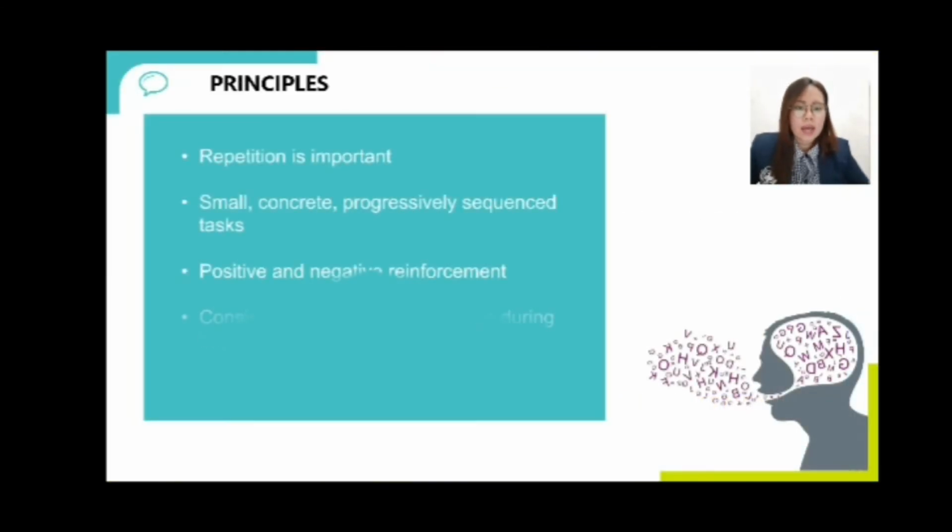First, the basic principle. Repetition is important for this theory. For example, Danny had to ring a bell with food more than once to condition the dog's response. And the second is small, concrete, progressively sequenced tasks.